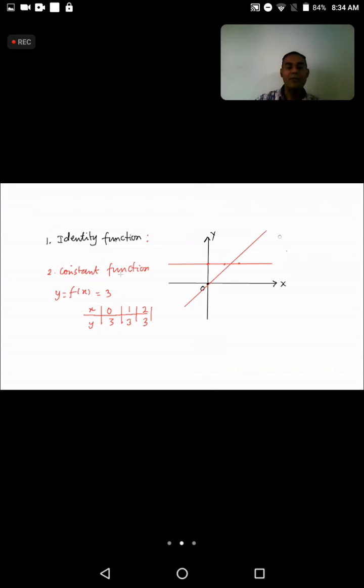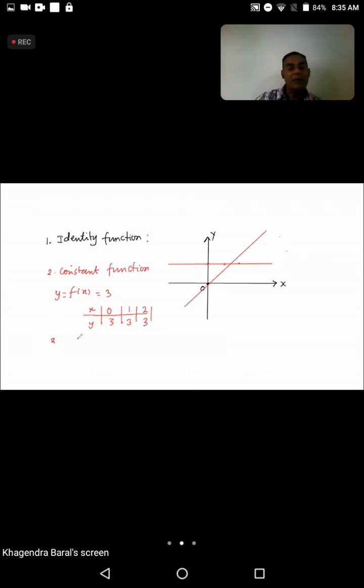I'm giving you the different approach of these types of functions. Okay, identity function, constant function. Constant function clearly is the straight line parallel to the x-axis. For algebraic function, we have other types of functions as well that we have already mentioned. Okay, and the next one is a linear function.